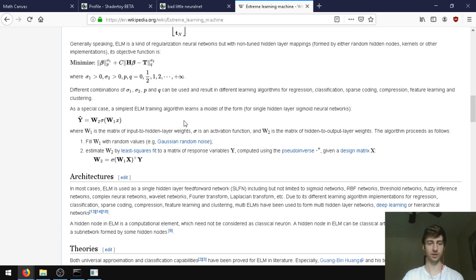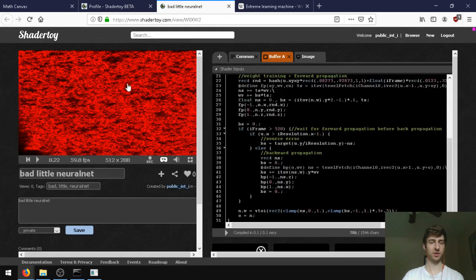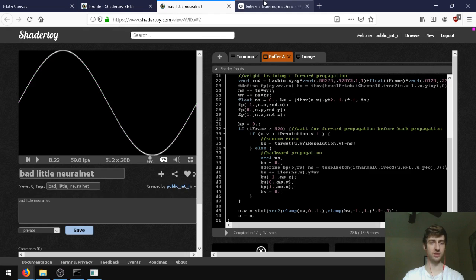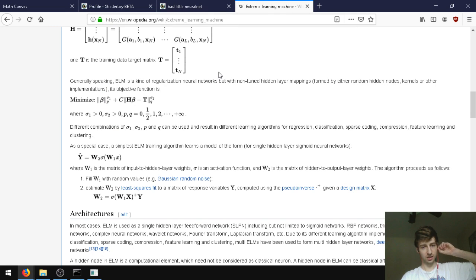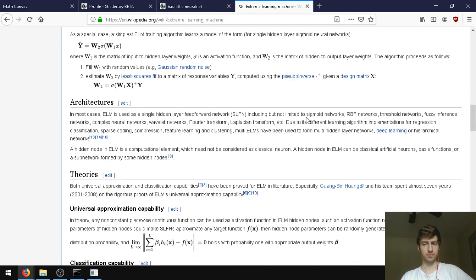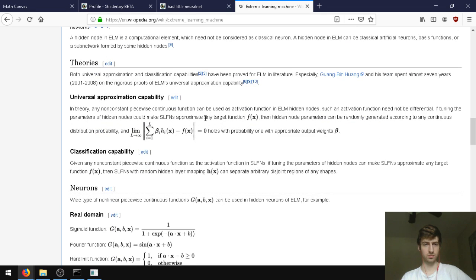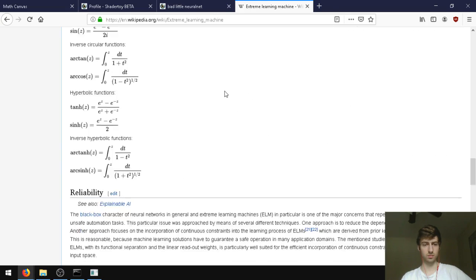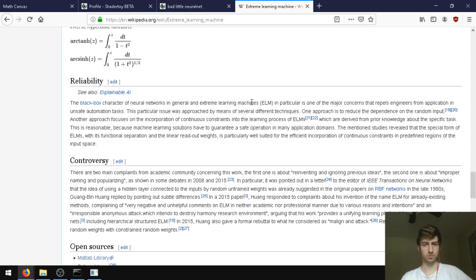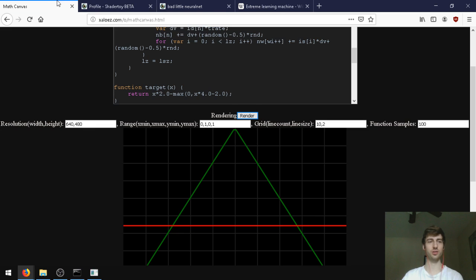Now I just need to figure out how to implement something like it. So I figured out this is something like it, where it has a fixed hidden layer, and then trains the output layer. That's interesting. There's controversy over it.